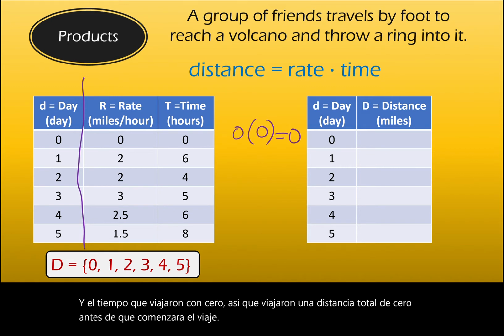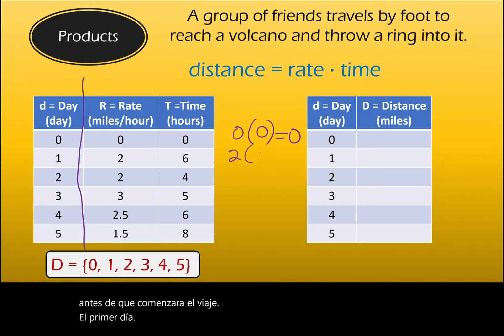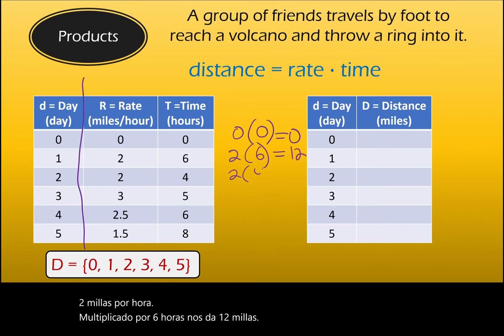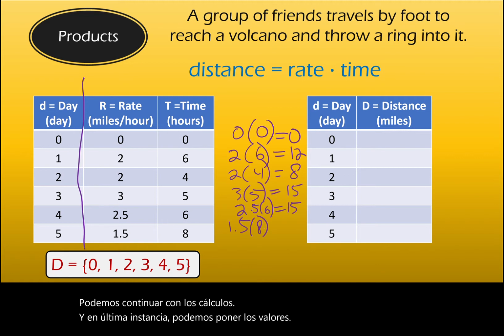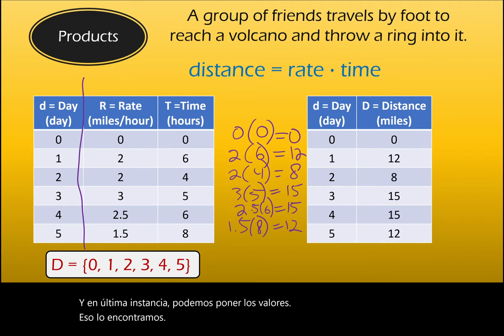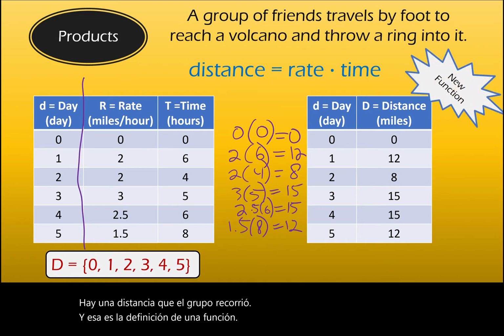On the first day, 2 miles an hour multiplied by 6 hours gives us 12 miles. We can continue with the calculations for each day. And ultimately, we can put the values that we find into our table. And we're going to notice that for each day, there's one distance that the group traveled. And that's the definition of a function. So we've created a new function.